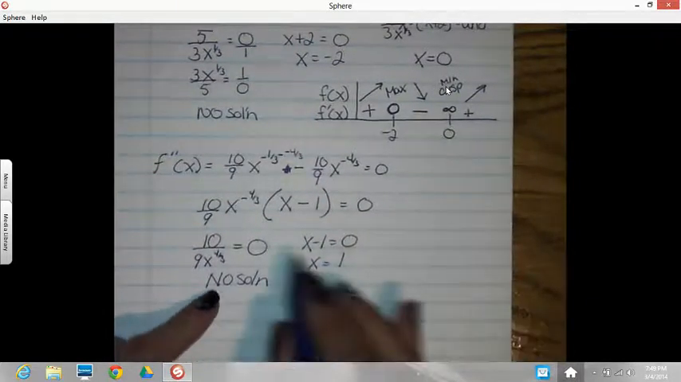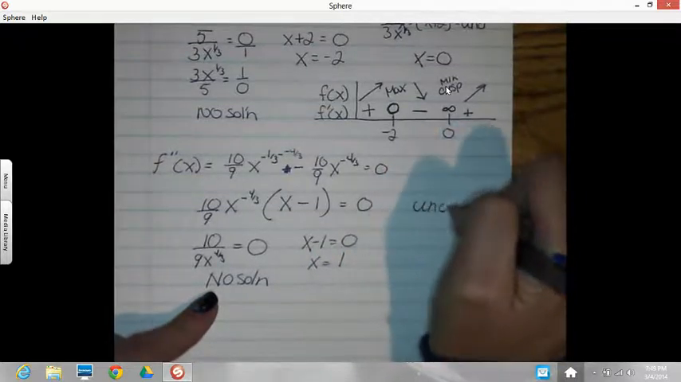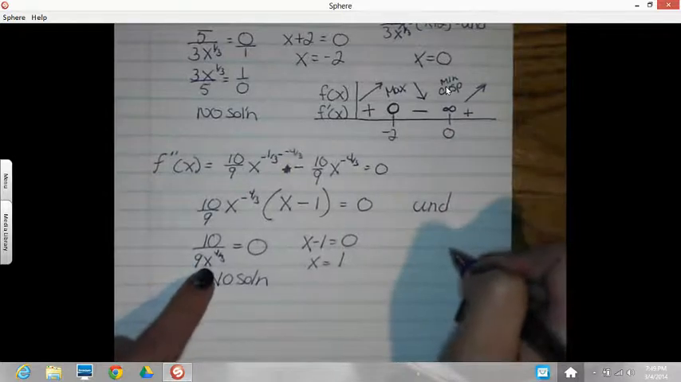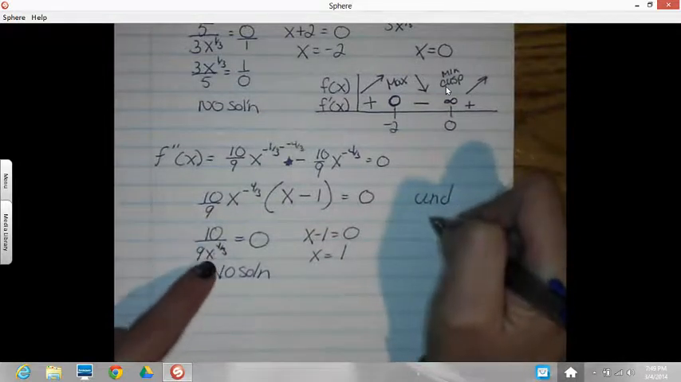Now as far as undefined, I'm just going right back to here and say it's going to be undefined when this denominator is 0. So I'll have 10 divided by 0 for undefined. That's going to happen when x is 0.